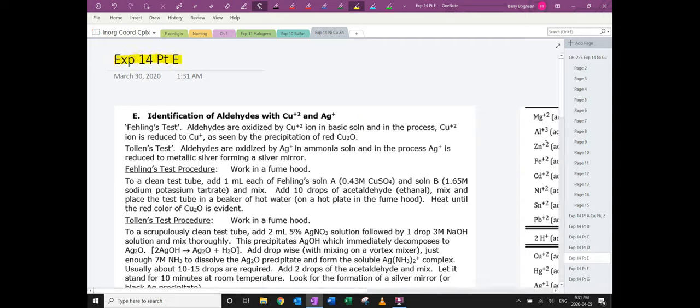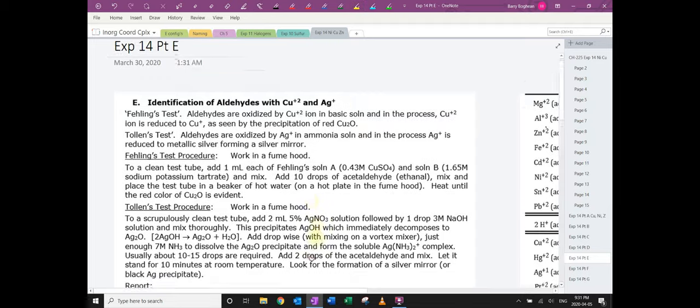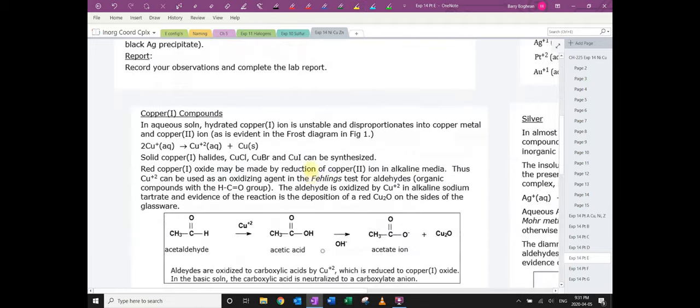Experiment 14, Part E. We're going to look further at the electrochemistry of copper 2 ion and silver ion. This time we will investigate an old qualitative test for aldehydes. Let me illustrate down here.